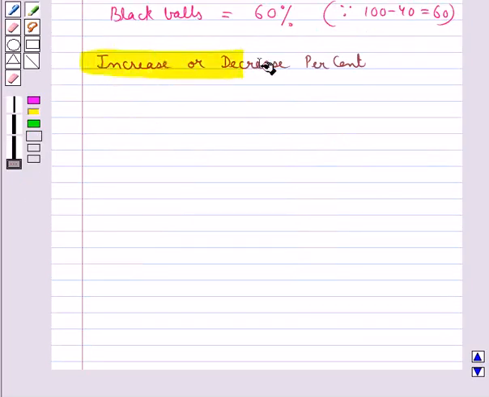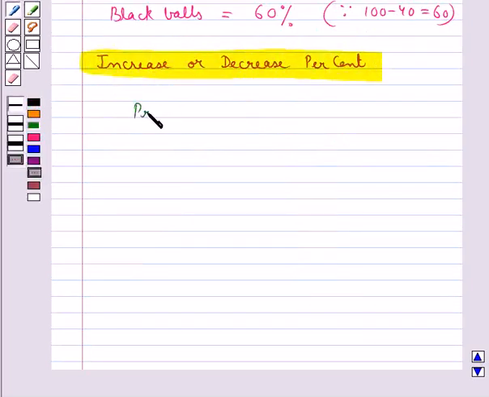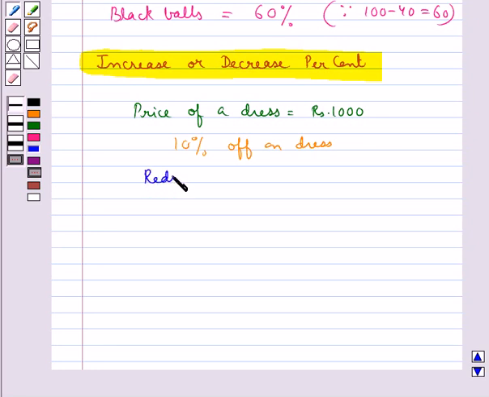Next we discuss increase or decrease percent. Suppose we have that price of a dress is given as ₹1,000 and the shopkeeper announces 10% off on the dress. Now the percentage decrease in the price implies finding the actual decrease followed by its subtraction from the original price. First let's find out the reduction.